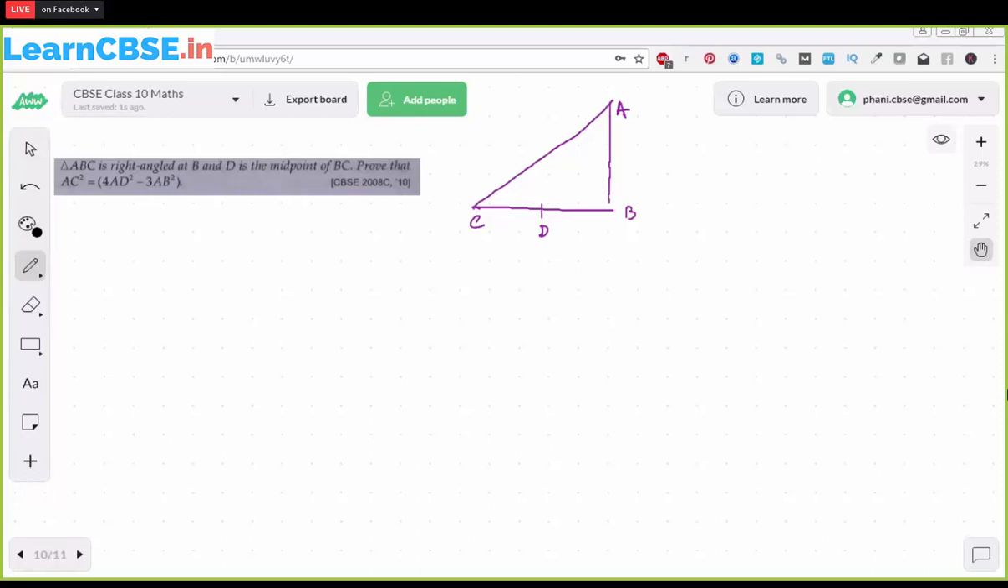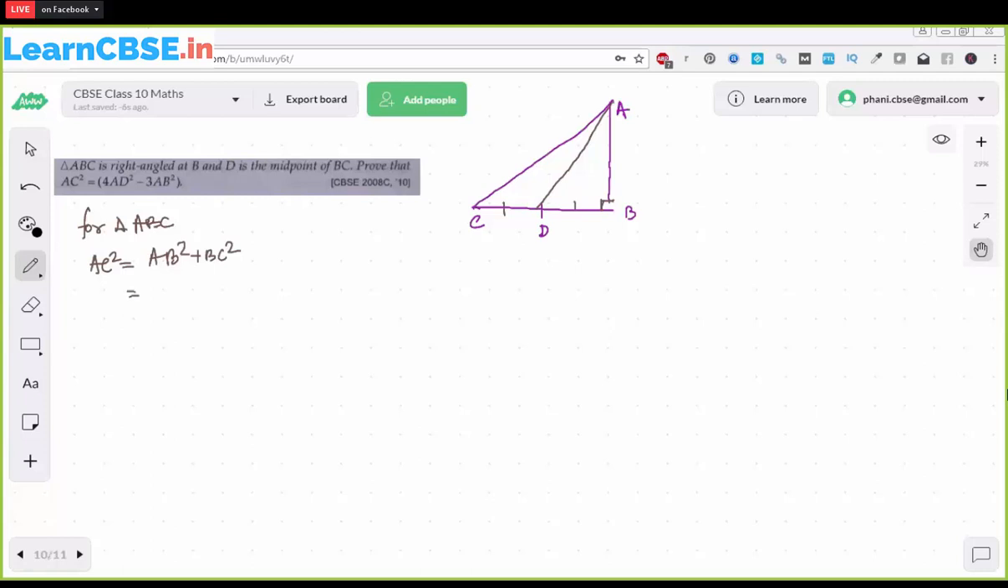So what we can do, let's join the AD. This is a right angle and this is a midpoint. So I need the sides AC, AD and AB. So we have to use those sides only. So for the right angle triangle ABC, we can write AC square equals AB square plus BC square.